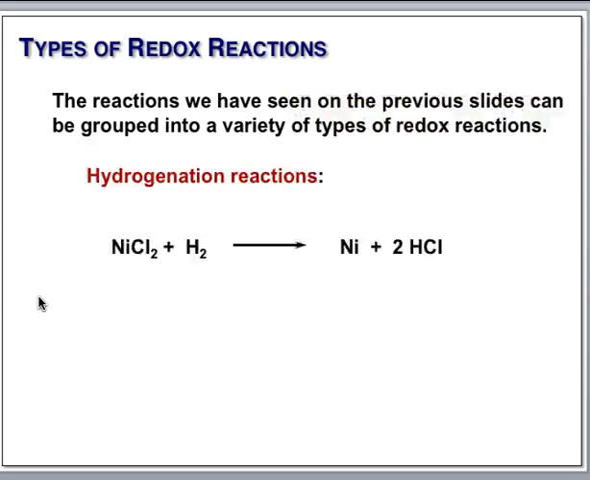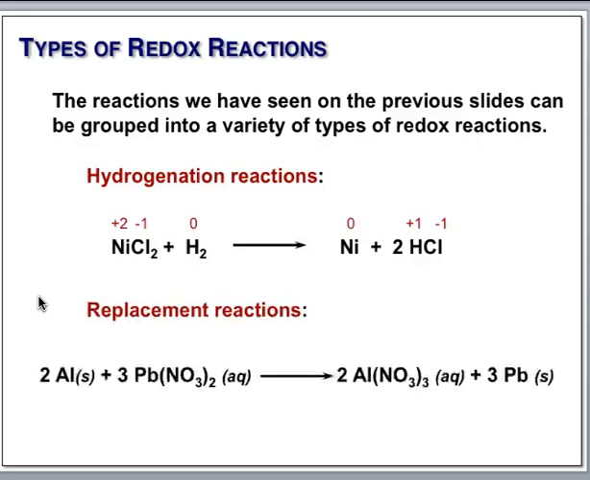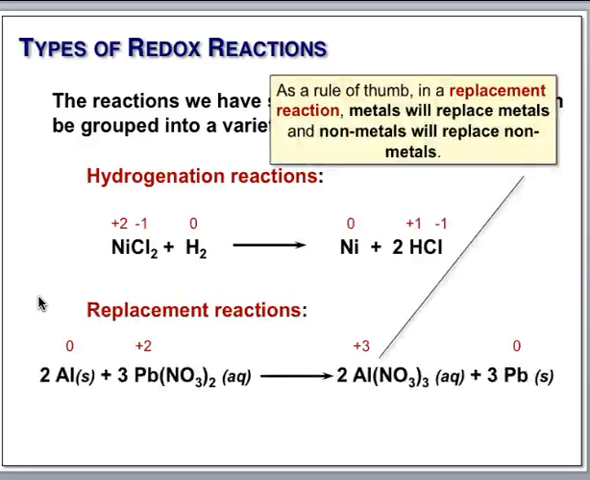Let's just look at a couple more quickly. Hydrogenation reactions, once again, hydrogen acting as if it's a metal, going from 0 to +1. Single replacement, we've seen lots of these. Lead 2 going to lead 0, aluminum 0 going to aluminum 3. Remember, except for hydrogen and carbon, metals replace metals.